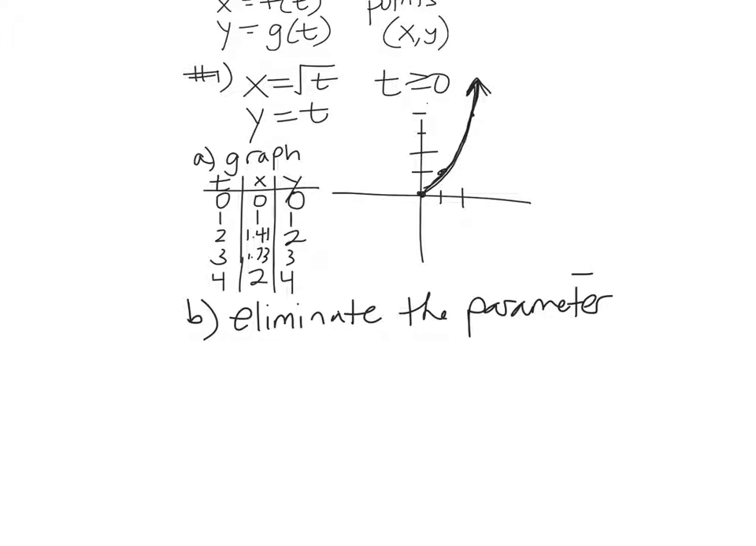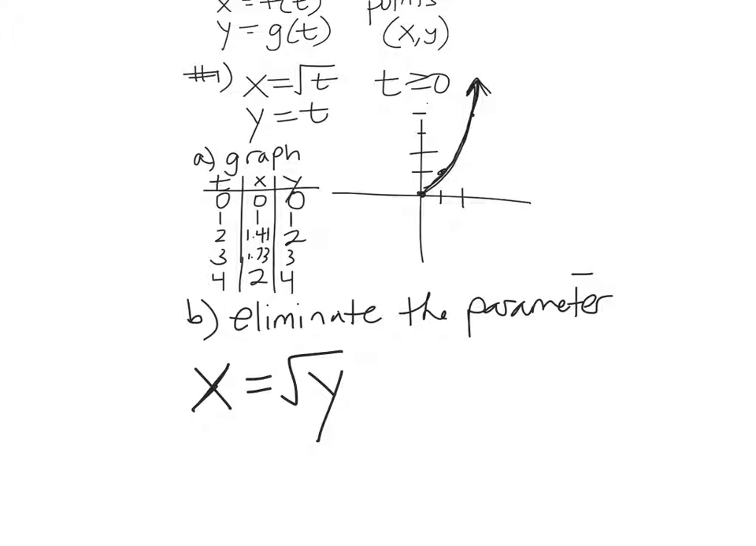One of them's already solved for t, the y is. So you can take y equals t and plug in y for t in x. So you could have x equals the square root of y. Nobody really likes that because you want it to be like y equals as a function.